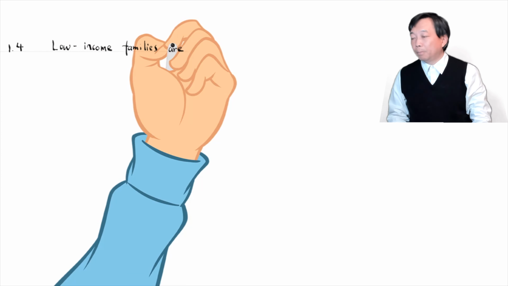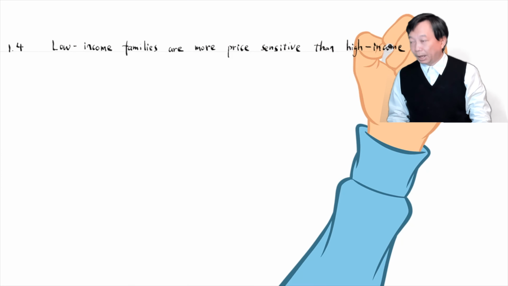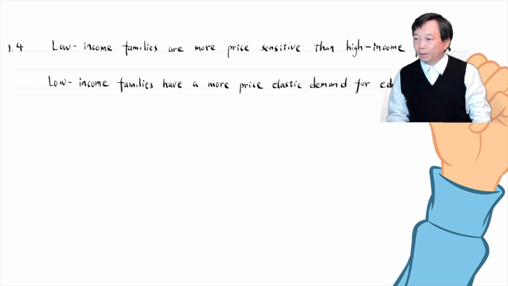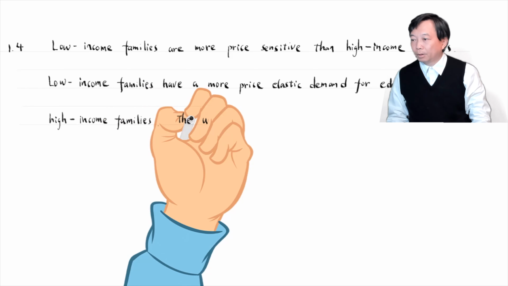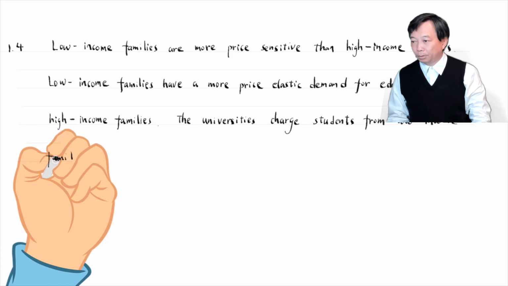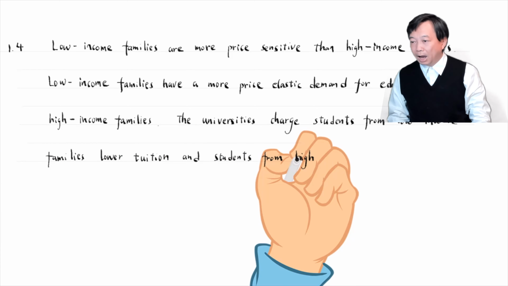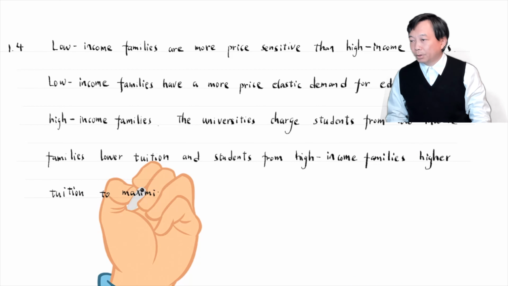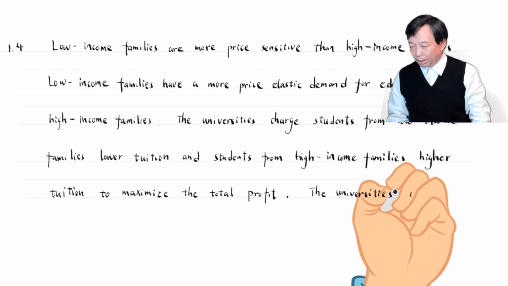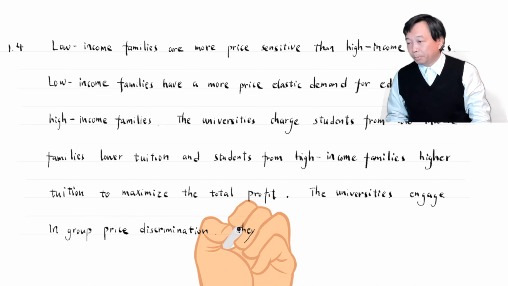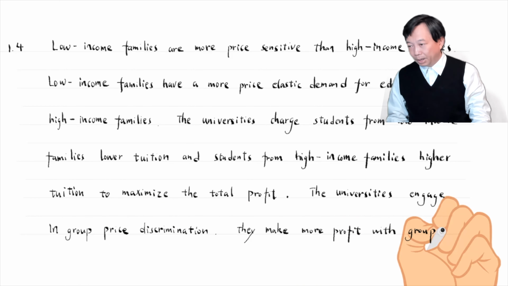Low-income families are more price sensitive than high-income families. Low-income families have a more price-elastic demand for education than high-income families. The universities charge students from low-income families lower tuition and students from high-income families higher tuition to maximize the total profit. The universities engage in group price discrimination. They make more profit with group price discrimination than single pricing.